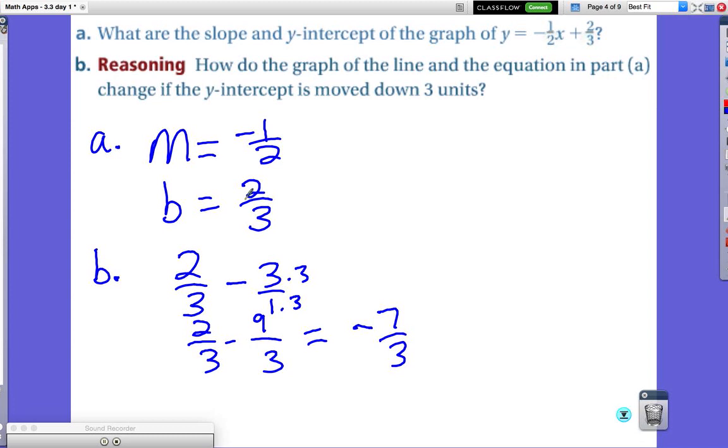So the new y-intercept would be negative 7/3, which is a little bit below negative 2. So your y-intercept would just move down. All right, that's it. It didn't say anything about the slope, just that the y-intercept moves down. So if it says the y-intercept moves up 5 units, we would just add 5.